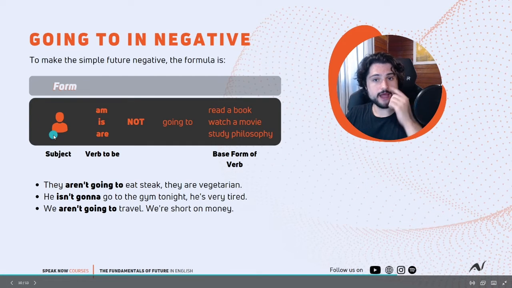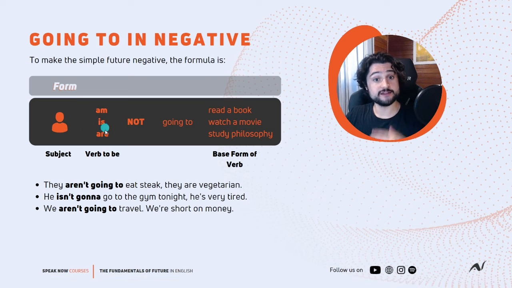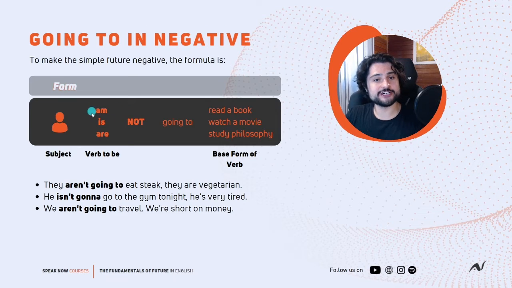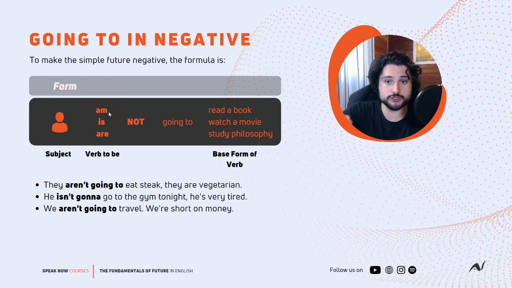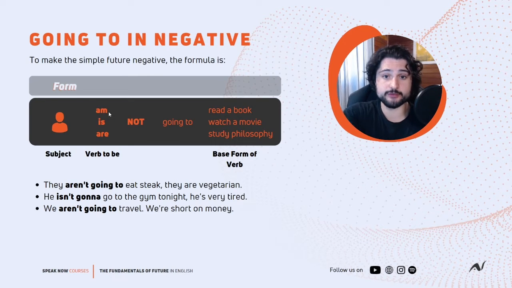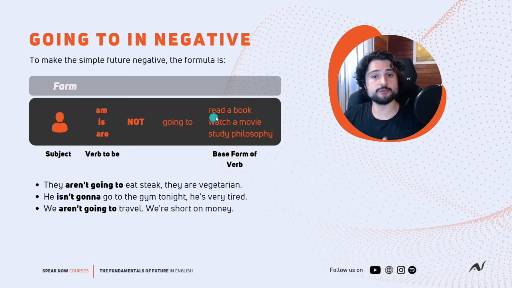To make the simple future with going to in negative, the formula is we have the subject, right? I, you, he, she, it, we, and they. The verb to be, which is necessary with going to. And now, guys, pay very close attention here because the not will go with the verb to be, right? So we say, I am not going to, you are not going to, and then after the verb, right? So using the examples of read a book, watch a movie, and study philosophy, let's create with watch a movie.